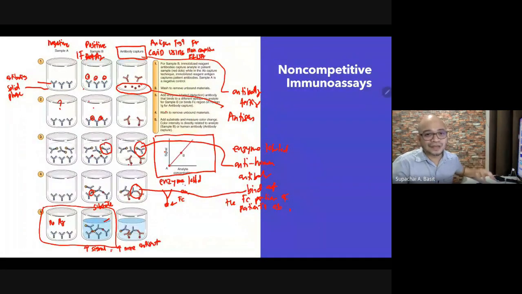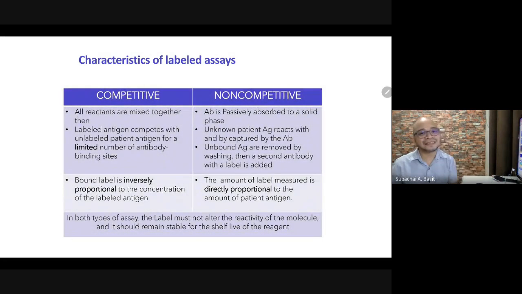So I hope you do understand that. Okay. So let's differentiate now the characteristic of competitive and non-competitive immunoassay.